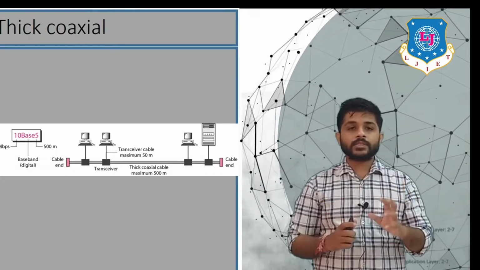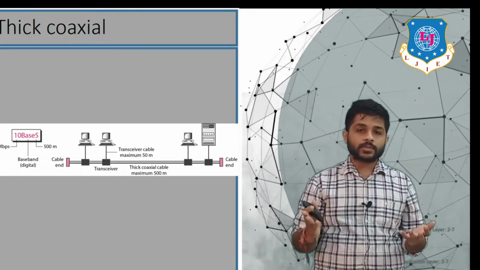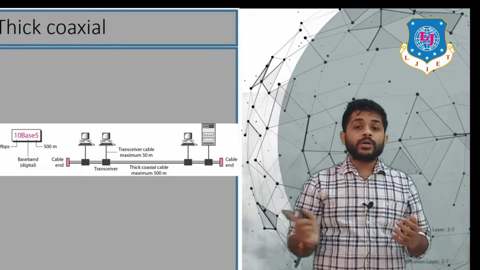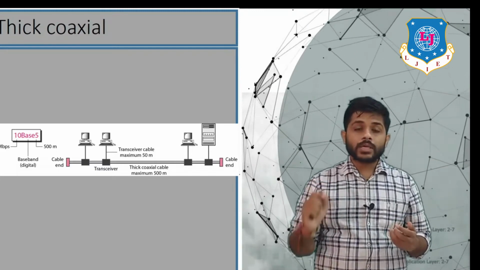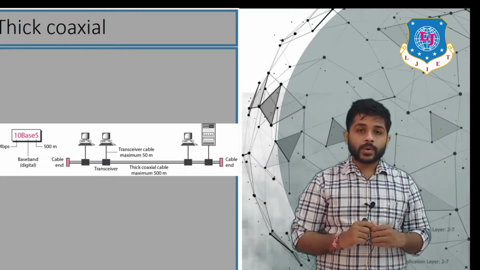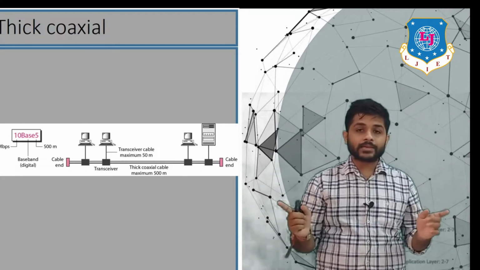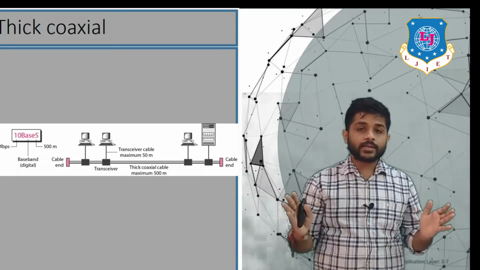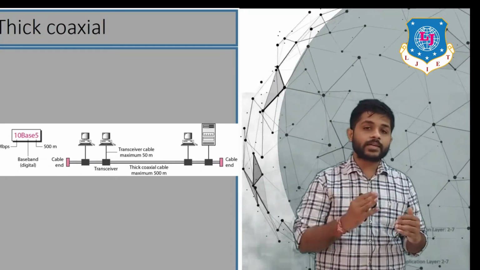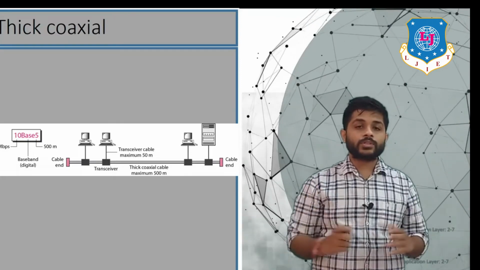There are devices which are computers, there are some servers, and they are connected using the thick coaxial cable. And there are some reflectors at the end. Why are there reflectors? Because the signal will be reflected back from those devices.